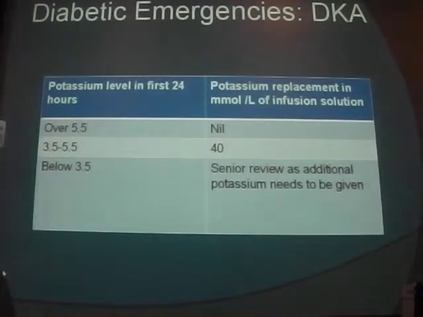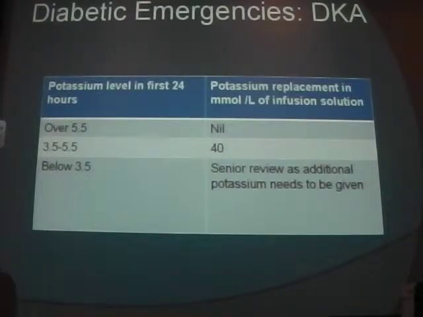So this is a general guide to your potassium replacement. If it's over 5.5, nothing. If it's between 3.5 and 5.5, you want 40 millimoles in each bag. And if it's below 3.5, you're going to need to be replacing potassium quicker. You need a senior to guide you on that. Don't worry about how you do it. Just make sure a senior is aware and is making an input.